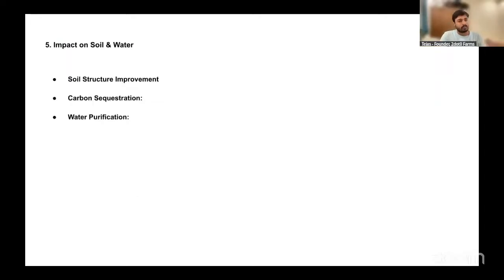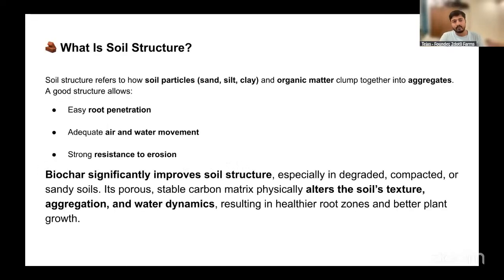Impacts on soil: soil structure is improved, carbon sequestration, water purification. We'll get into that. In the interest of time, I'll quickly run through this. Easy root penetration happens when we have biochar in the soil for a longer time. We see that the soil structure starts to change.